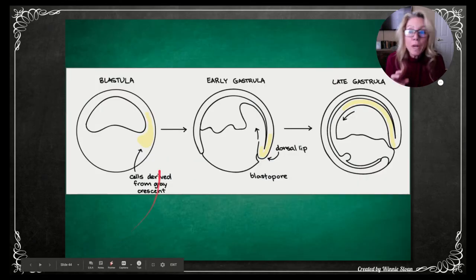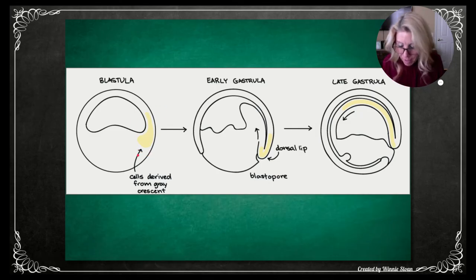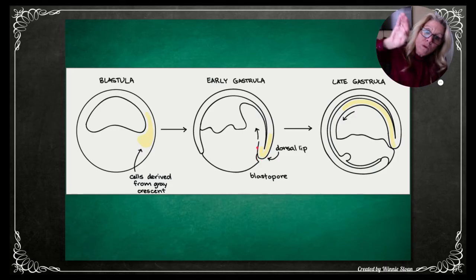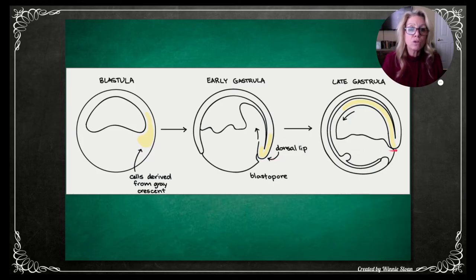So for instance, we know that the cells of the gray crescent in a frog are going to become, look at this folding, they're starting to fold in. And this will become the dorsal lip, the lip closer to the animal pole, the dorsal lip of the blastopore, this opening right here. So this would be the ventral lip down here, and up here is the dorsal lip of the blastopore, the opening. The gray crescent is called the primary organizer. Okay, good.